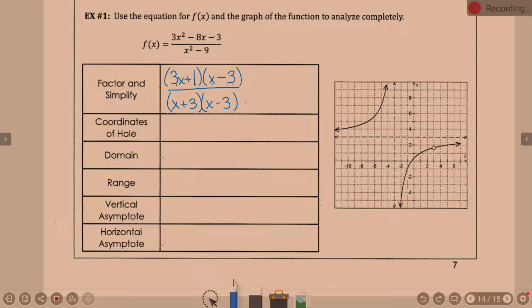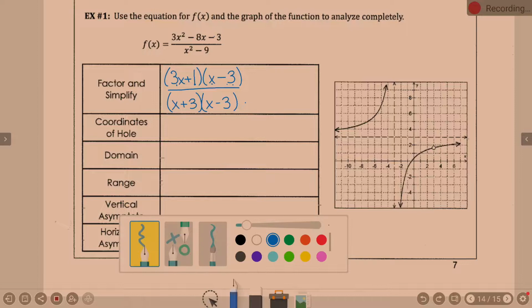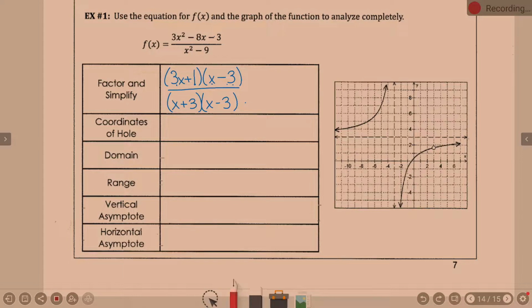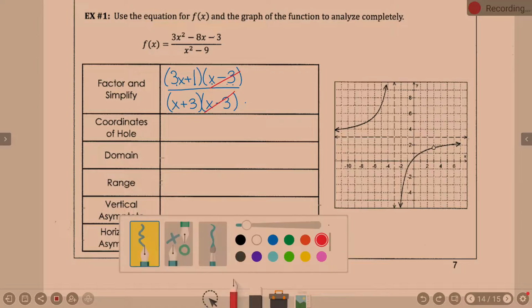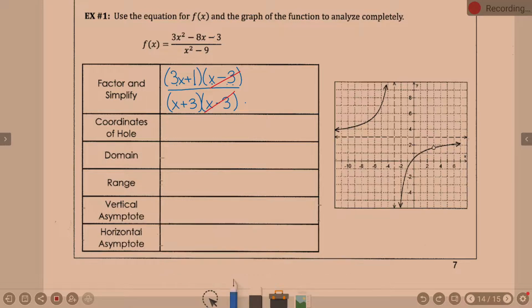Now, this was an easy one. Obviously, when there's lots of choices, it's harder, but product of AC still works, right? So factor and simplify. What are we simplifying here? The x minus 3's cancel. So this simplifies to be 3x plus 1 over x plus 3, right?